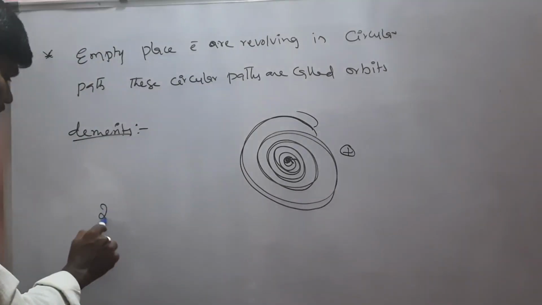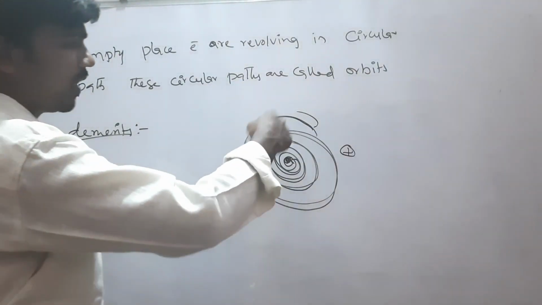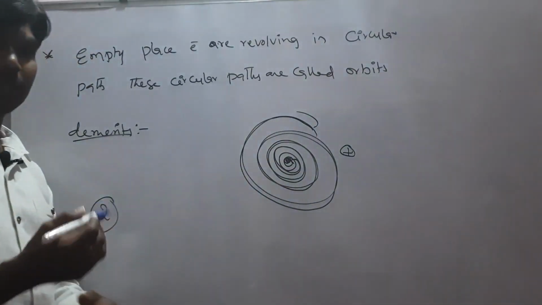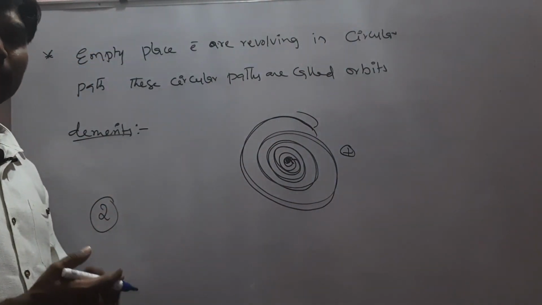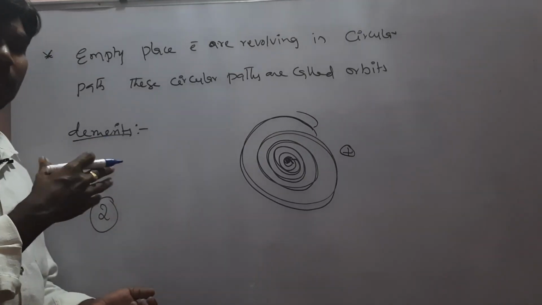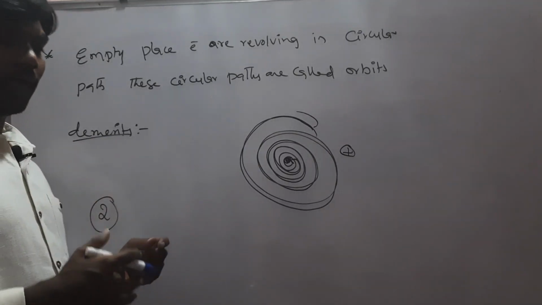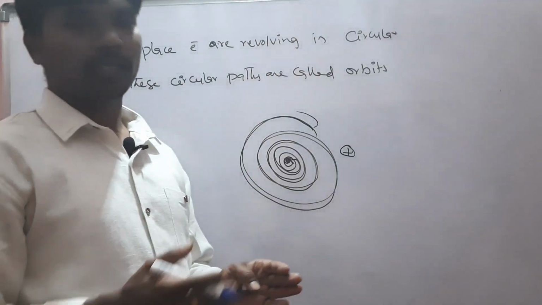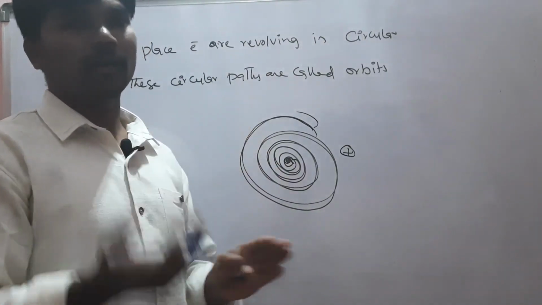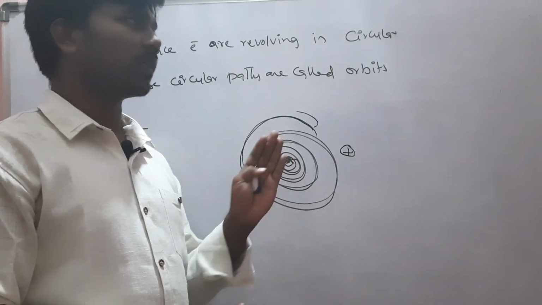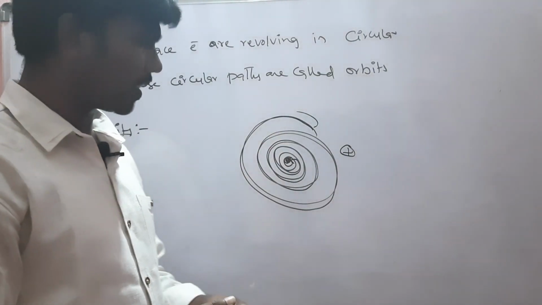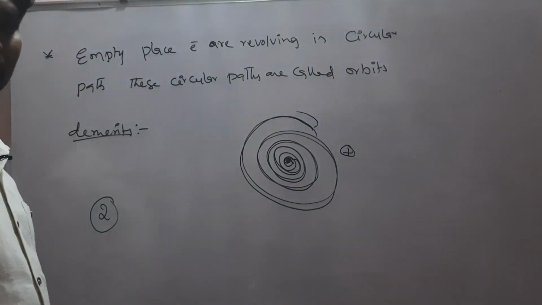And the second one: when the electron revolves, it has to release energy continuously. But when you look at the atomic spectrum of atoms, the peaks are not continuous. He is unable to explain these two demerits. So that's why these are called the demerits of the Rutherford atomic model.